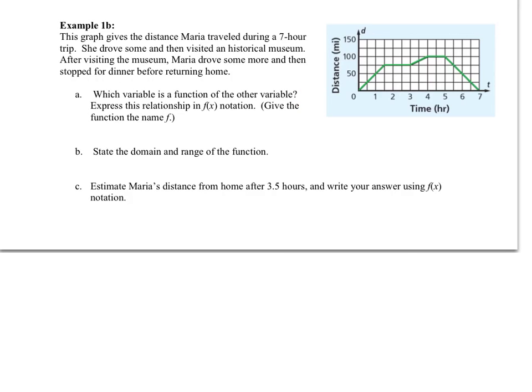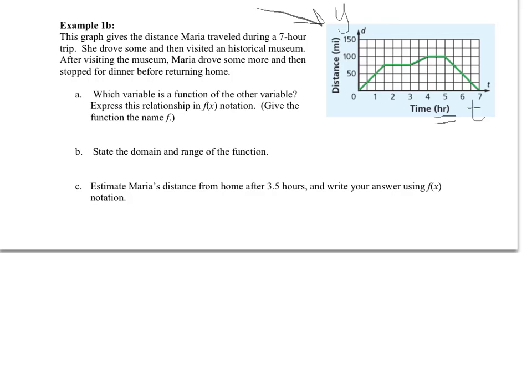Okay, in example 1b, we have a new graph. It gives the distance Maria traveled during a 7-hour trip. She's starting at 0 hours on the x-axis and ending at 7 hours. Time is in hours, and that's t, on the x-axis. She drove some and then visited an historical museum. After visiting the museum, Maria drove some more and then stopped for dinner before returning home. The distance is on the y-axis, and the green line is her traveling.